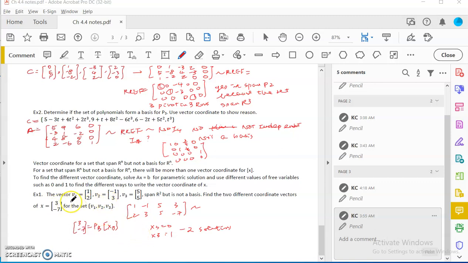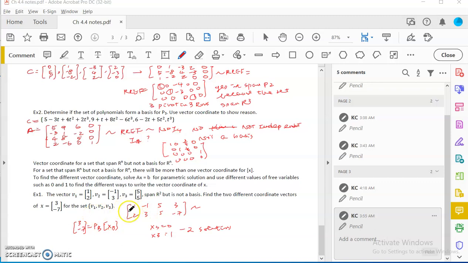We were working on this example where we want to write the vector (3, -7) using a set which is not a basis, so the uniqueness theorem does not apply. You can have multiple combinations of these vectors to get (3, -7). That is what it's asking about. These vectors do span, so every vector can be written as a combination of them. But because it's not a basis, there will be more than one coordinate vector, and we have to find two of them. So I am going to solve.